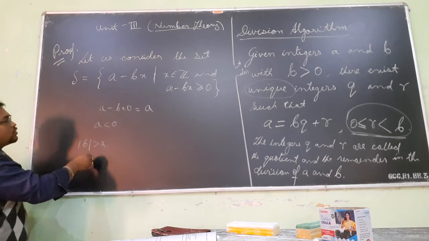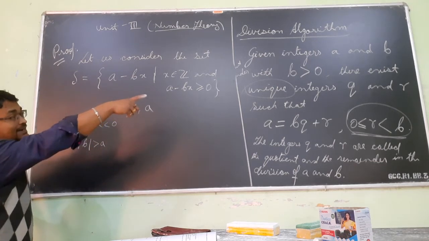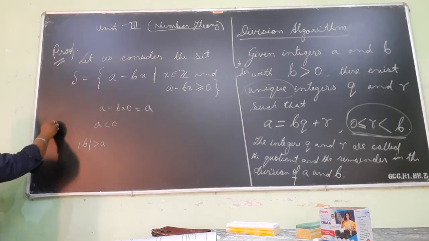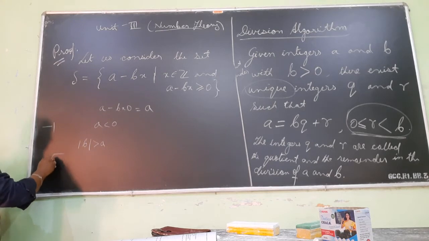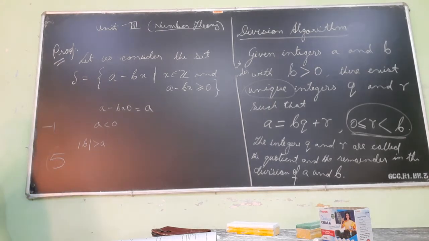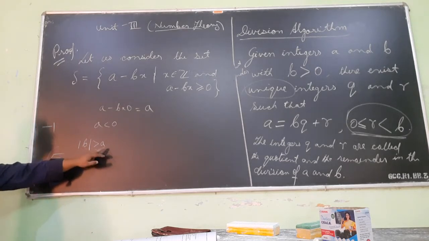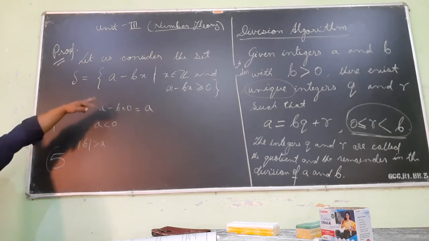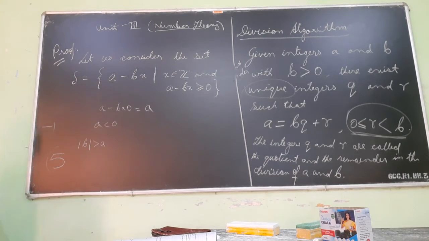But mod of b may not be greater, because a and b are any integers. It may happen that a is minus 1 and your divisor is 5. It may happen that way. So the restriction will not be on mod b and a. The restriction will be on x. Mod x will be greater than something. So you try to find out some integer. Almost you are close. Almost there.